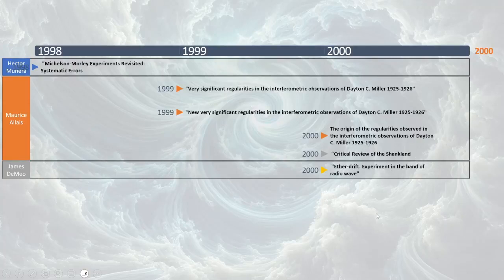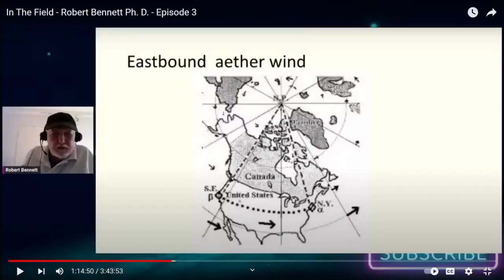And lastly, we have DeMeo again, in 2000, Ether Drift, experiment in the band of radio wave. Isn't that odd? And just to sort of tie it in with modern times, let's have a modern explanation of the effect on the ether drift with radio wave signal propagation. And this is from In the Field with Dr. Robert Bennett, PhD, on Witsid's channel, episode 3.